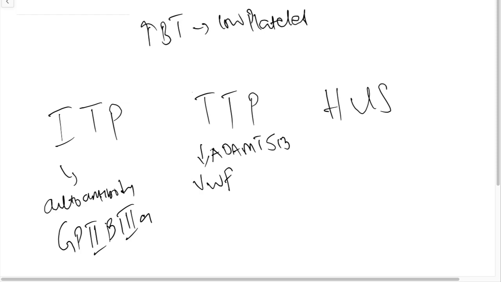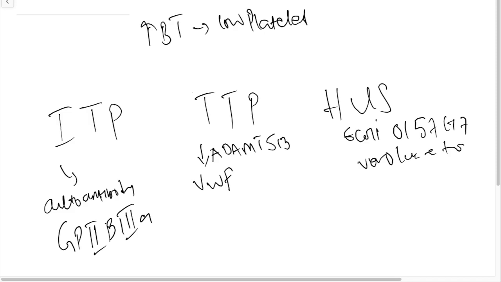What is HUS? HUS is when you have infection with E. coli O157:H7, which produces what? Vero-like toxin. Vero-like toxin destroys the 60S ribosomal subunit, and there's some study that also shows it's associated with decreased ADAMTS13.